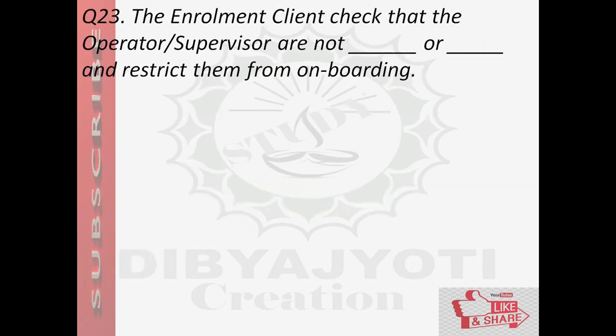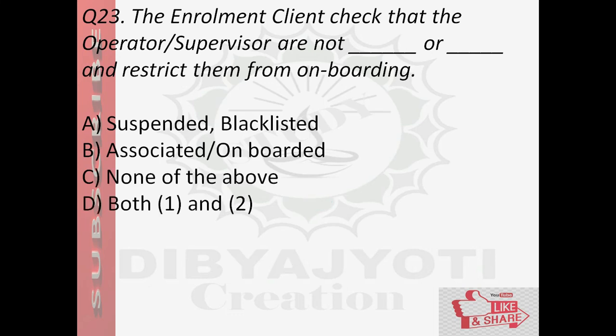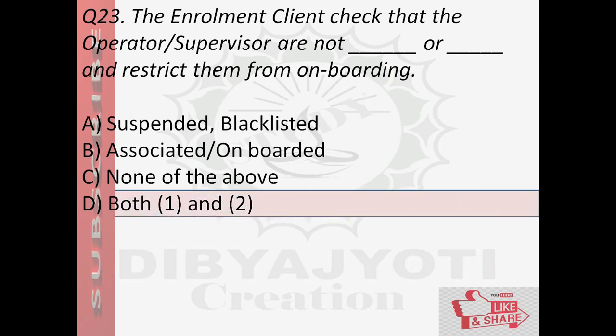Question number 23. The enrollment client checks that the operator or supervisor are not TES or DES and restricts them from onboarding. Option A, suspended, blacklisted; option B, associated or onboard; option C, none of the above; option D, both 1 and 2. Answer is option D, both 1 and 2.